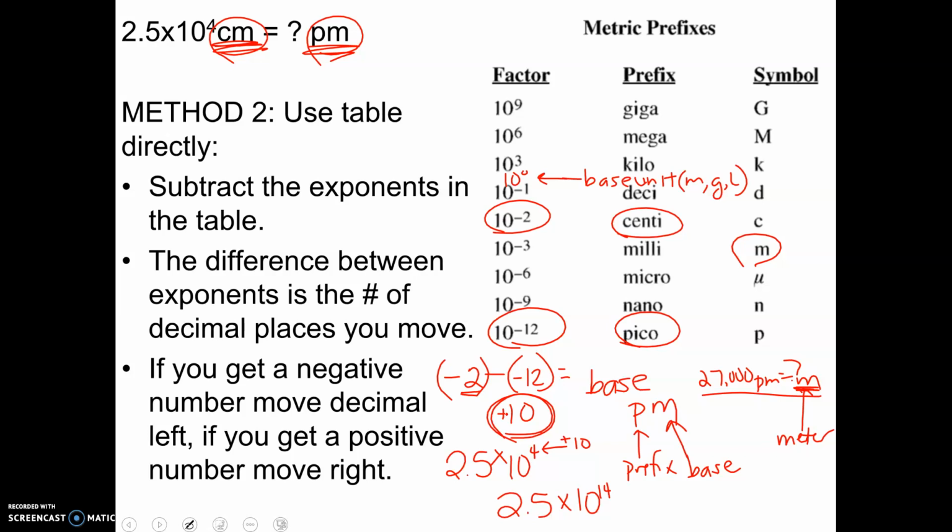That means I'm going to add 10, positive 10, to my exponent. If my answer was negative, I'd add negative whatever to my exponent. Now, what if there isn't an exponent? Then you may have to physically just move your decimal. If you get a positive number, you're going to move it to the right. If you get a negative number, you're going to move it to the left.